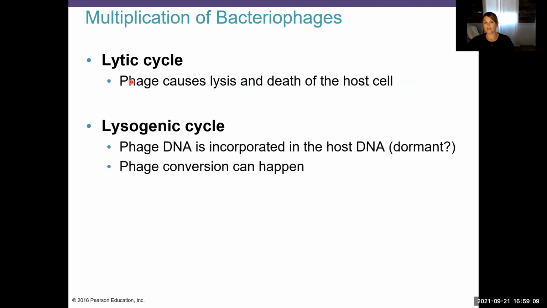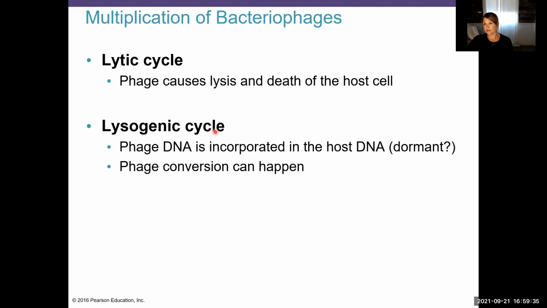The lytic cycle is sort of the fast and furious: get in, make more of yourself, burst the host cell, get out, find a new cell to replicate or to kill, to get into, right? So it causes lysis and death of the host cell, moves on to a new host cell, and repeat. Okay, so that's the lytic cycle. So lytic or lysis means to kill or to destroy the cell. So that's common for bacteriophage to do that.